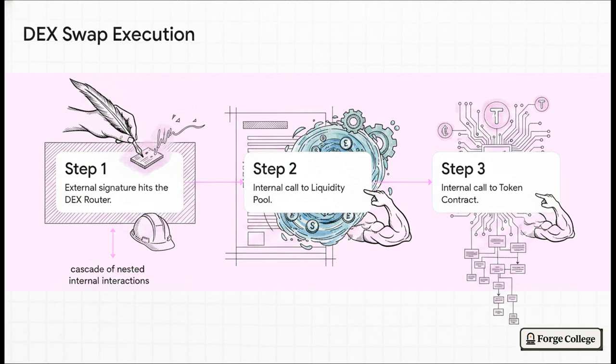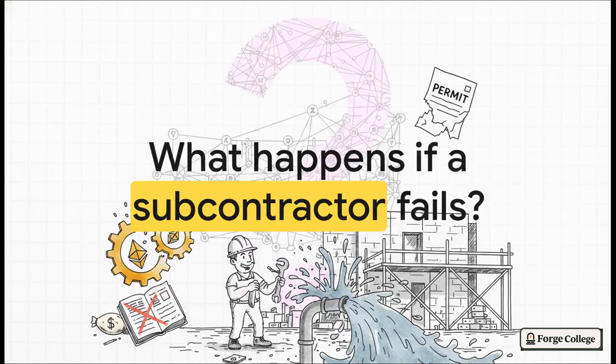Wow, okay, so that's a subcontractor hiring another subcontractor. It's a massive cascade of nested internal interactions, all sharing the same execution frame and all running on your single initial gas budget. But wait, this begs a really important question. What happens to the entire job site if a subcontractor fails?